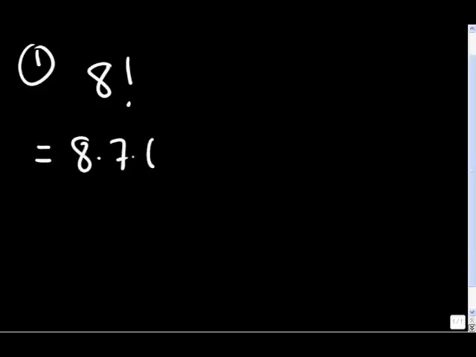Question 1. They want us to compute 8 factorial. The definition of 8 factorial is 8 times 7 times 6 times 5 times 4 times 3 times 2 times 1.